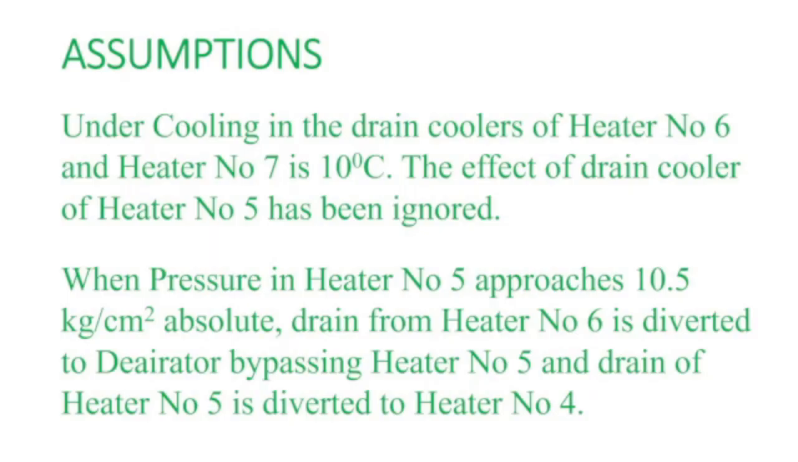First of all, we see the assumptions that are being made for the heat balance that is calculated in the next slides. The undercooling in the drain coolers of heater number 6 and heater number 7 is 10 degrees centigrade. The effect of the drain cooler of heater number 5 has been ignored. When pressure in heater number 5 approaches 10.5 kg per square centimeter absolute, drain from heater number 6 is diverted to the deaerator, bypassing heater number 5, and drain of heater number 5 is diverted to heater number 4. These are the assumptions being made.